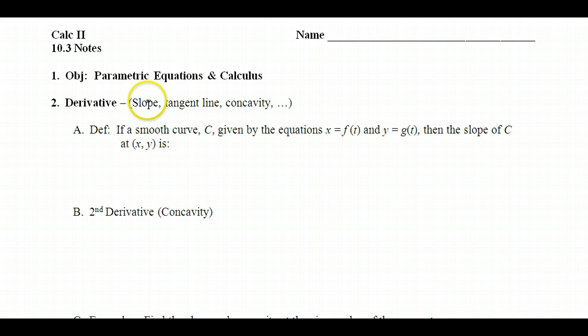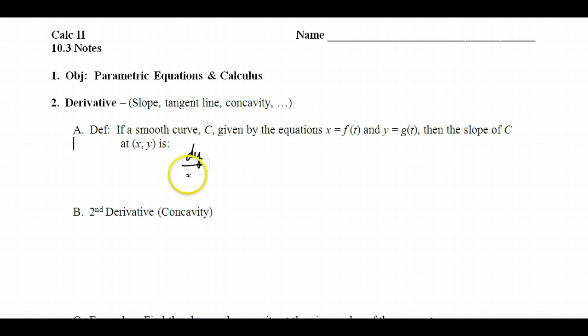And we know that our derivative tells us the slope. It can find us the equation of a tangent line. It can tell us about concavity. Lots of information that we get from our derivative. So by definition, if a smooth curve C, so we know that that smooth curve represents a parametric equation, is given by our equations x equals f of t and y equals g of t, then the slope of C, so C is our smooth curve at our point xy, is given by this.